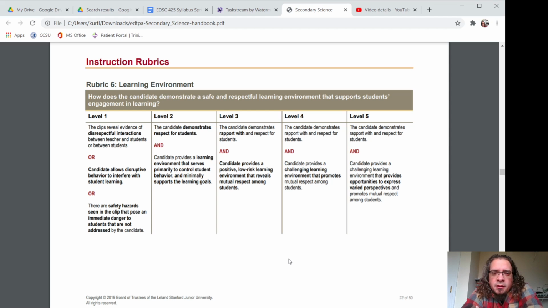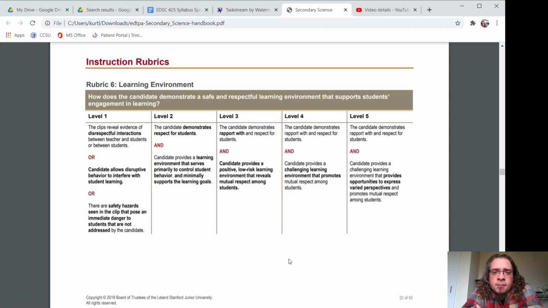So let's start with level 3. The candidate demonstrates rapport with and respect for students. And the candidate provides a positive, low-risk learning environment that reveals mutual respect among students. As with all of the other level 3s, sounds pretty good, right? What more could you ask for? Well, let's see, right? So anyway, that is good. Anytime we observe a teacher who has that kind of climate, that's great, right? That's what we're looking for.